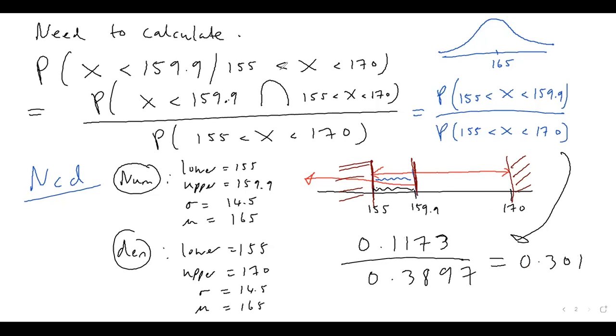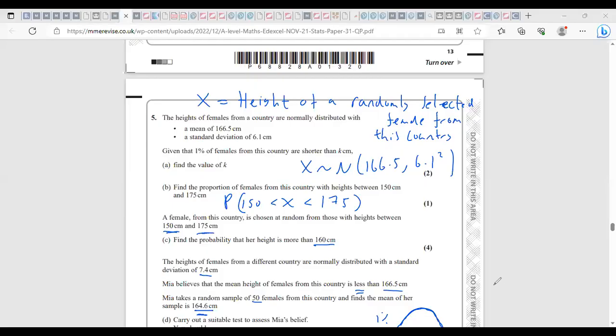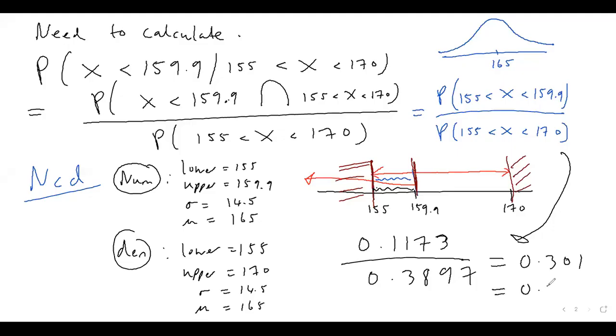If we go back to the question that I wrote, I say to leave the answer to 2 significant figures. Oh no, sorry, I've shared the wrong page again. So this is going to be equal to 0.30 to 2 significant figures. Okay, so that's part A done. That's the probability of selecting someone with a height less than 159.9 centimeters out of the surveyed students.